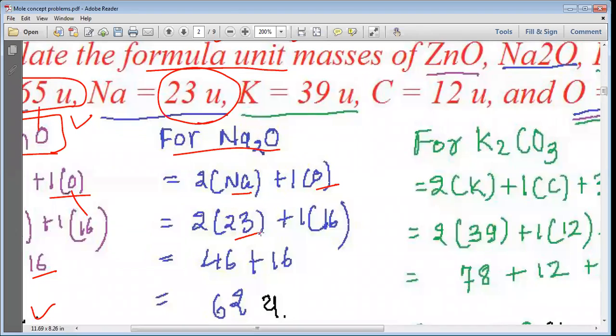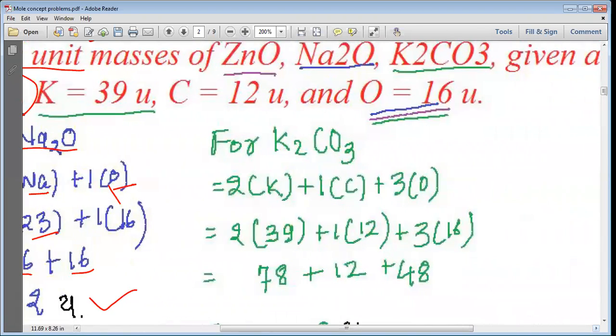So we put 23 for Na and 16 for oxygen. Thus 23 multiplied by 2 gives us 46, and 1 multiplied by 16 gives us 16. So finally we get 62 U as the formula unit mass for our Na2O, that is sodium oxide.